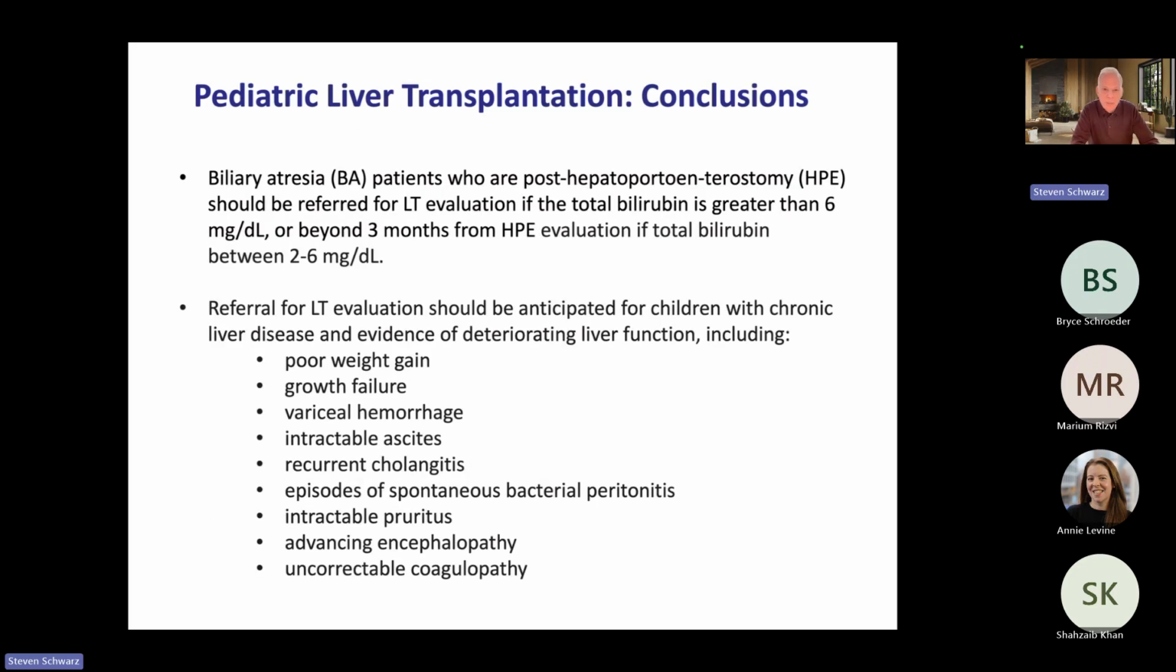Again, biliary atresia patients who are post-Kasai procedure should be referred to a transplant center if they remain hyperbilirubinemic. Remember, when the bilirubin is above 2, 3 months out, that is highly significant and would suggest that ultimately that patient is going to go into liver failure and will require transplantation. And this is 2/3 of your patients who undergo Kasai procedure. Referral for transplant should be anticipated for children with chronic liver disease and evidence of deteriorating liver function, including everything on this list that we've talked about.